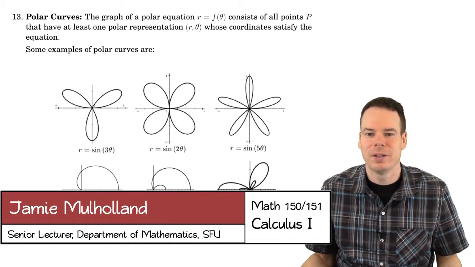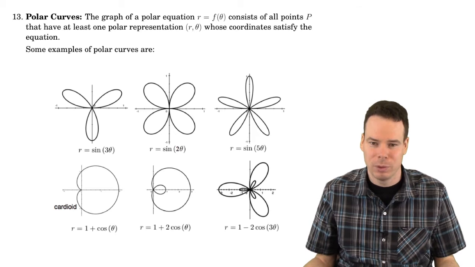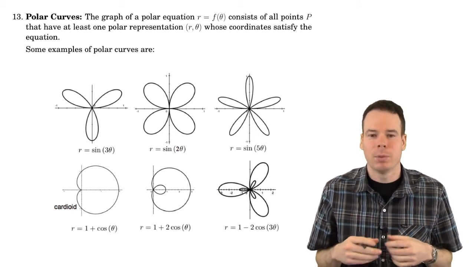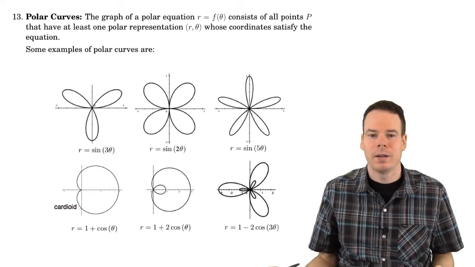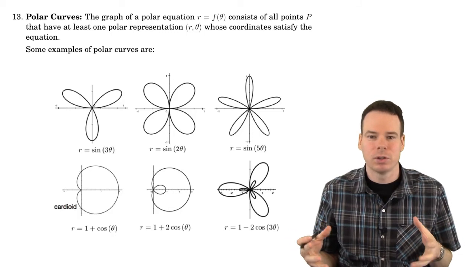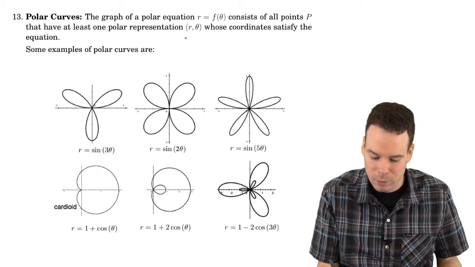Okay, so now we're going to look at sketching curves in polar coordinates. In the last video we looked at the polar coordinate system and how to plot points in this system. And now we're going to look at how to plot collections of points, which are going to form curves. What would be a collection of points?